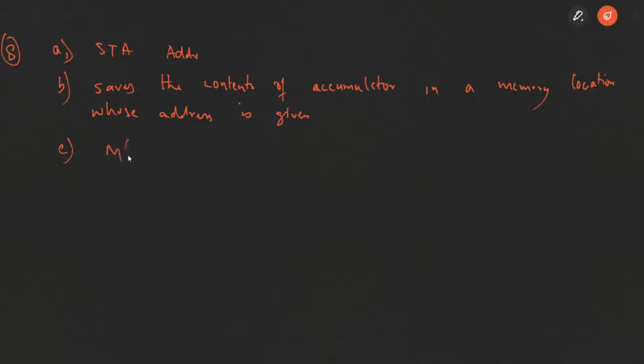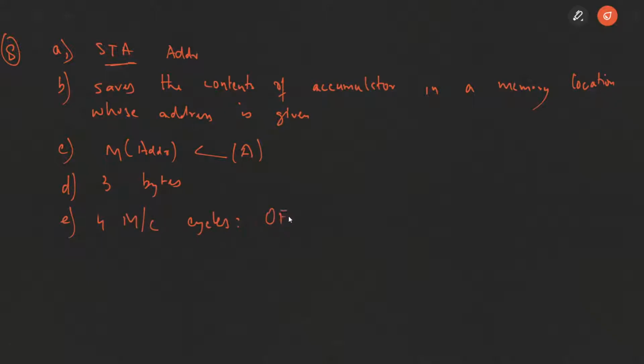So in this case, M[ADDR] will be loaded with whatever is in the accumulator. So you again have 3 bytes of instruction. STA will consume 1 byte reading the opcode. Then you have a 16 bit address, that's 2 bytes of data. So this means 3 bytes in total. Again you have 4 machine cycles.